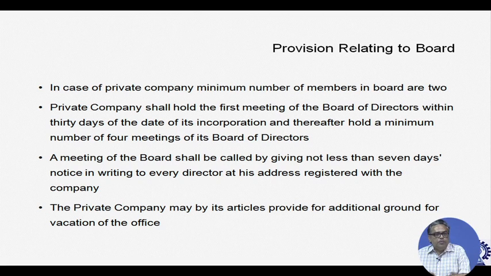Now, there is a provision relating to the board. In the case of a private limited company, there should be 2 members on the board. A private limited company needs to hold the first meeting within 30 days from the date of incorporation, and then hold a meeting every 3 months. That means there should be 4 meetings in a year. Now, a meeting of the board shall be called by giving not less than 7 days' notice, and a private company may, by its own articles, provide additional grounds for vacating the office.